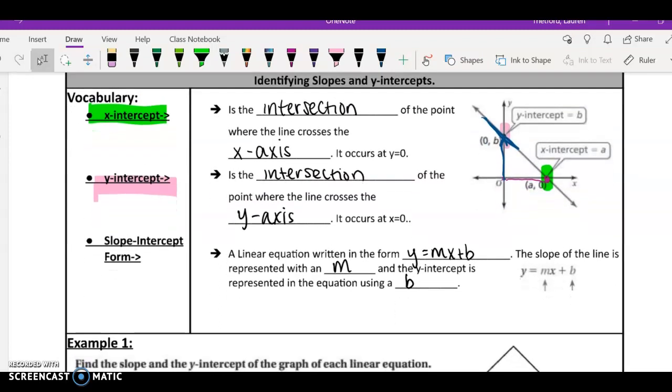So slope-intercept form is a linear equation written in the form y equals mx plus b. This is super important. You're going to need this from here on out in algebra, algebra 2, all of your math classes. The slope of the line is represented by an m, and the y-intercept is represented by b.